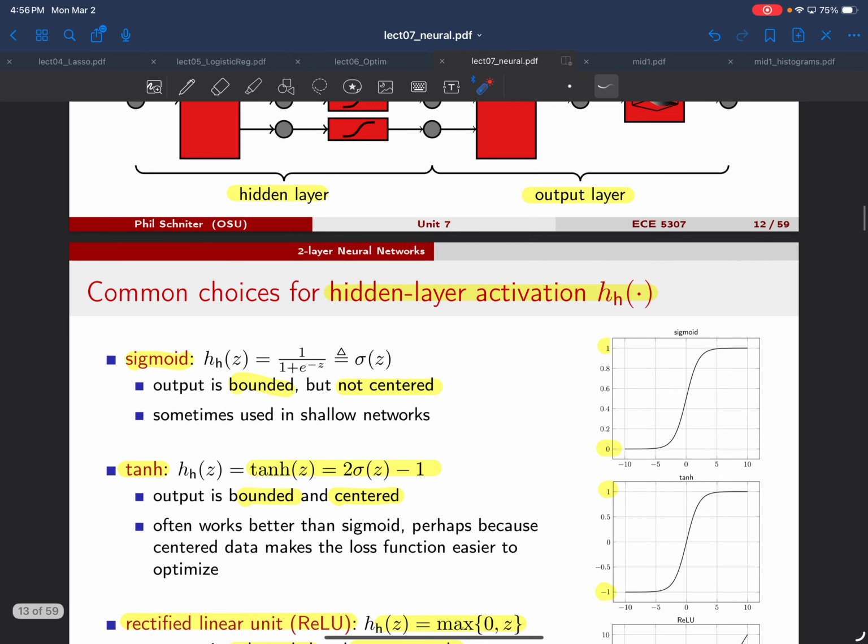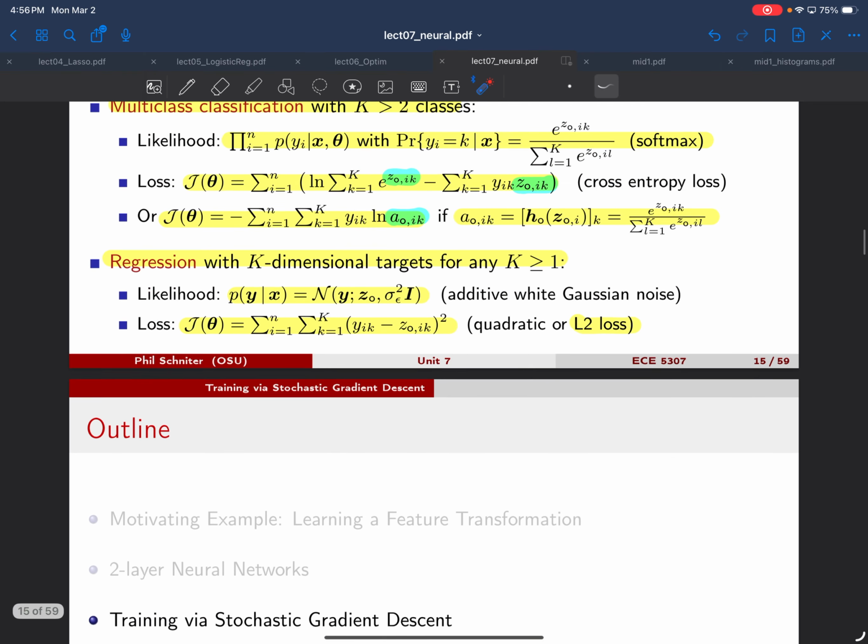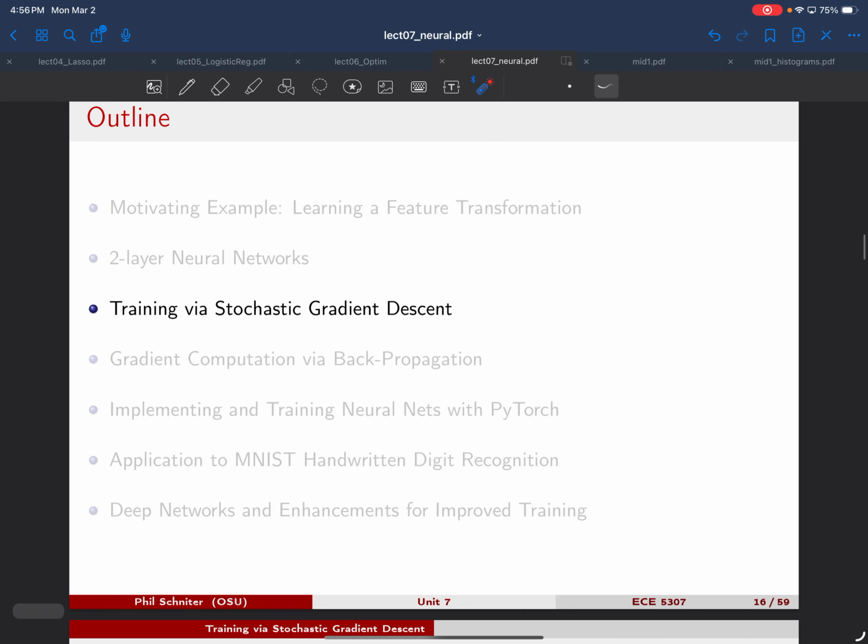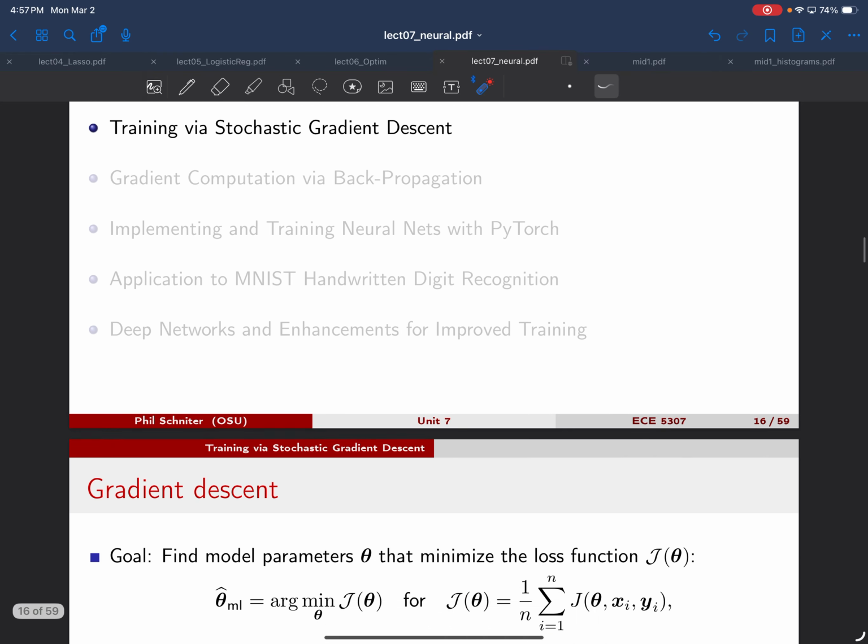Okay, so we've got to now get into some details with how we train. The first thing we'll talk about is something we could have talked about back in Unit 6, but we're going to talk about it now. It's a variation on gradient descent. And then we're going to get into how we compute gradients with backpropagation, and then we will talk about how we actually implement everything in Python, and then we'll see some more applications, and finally we'll talk about deep networks.